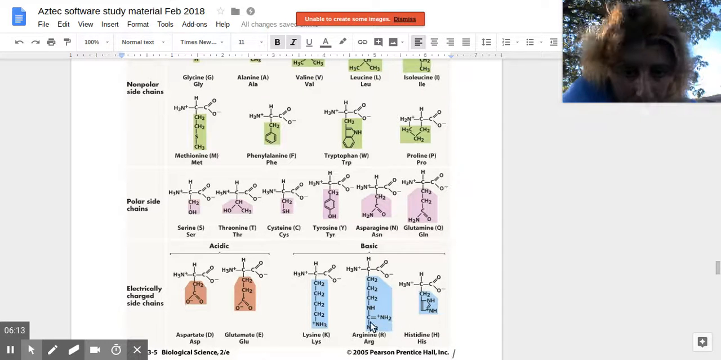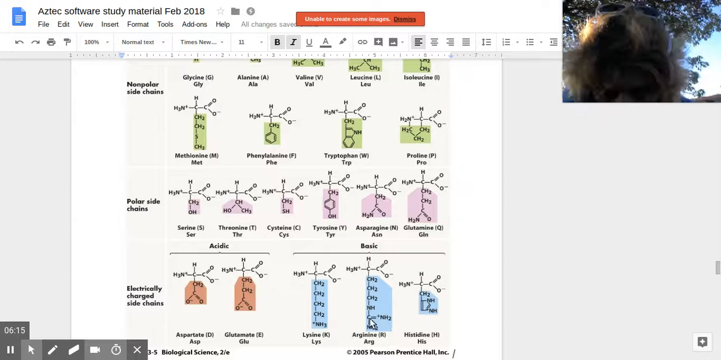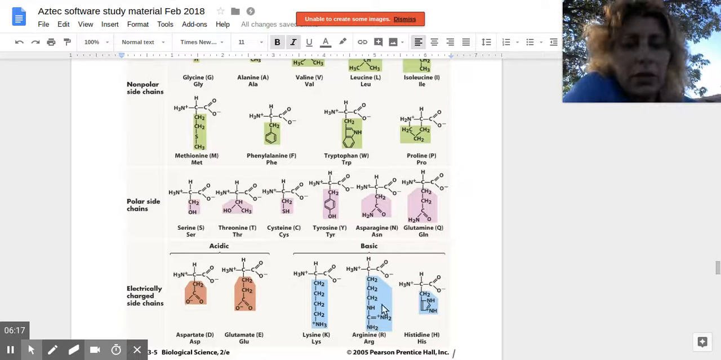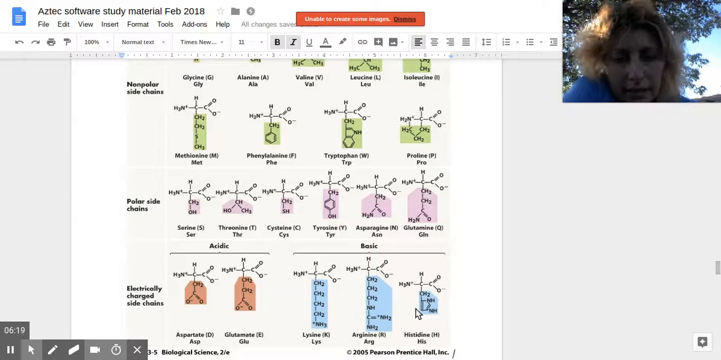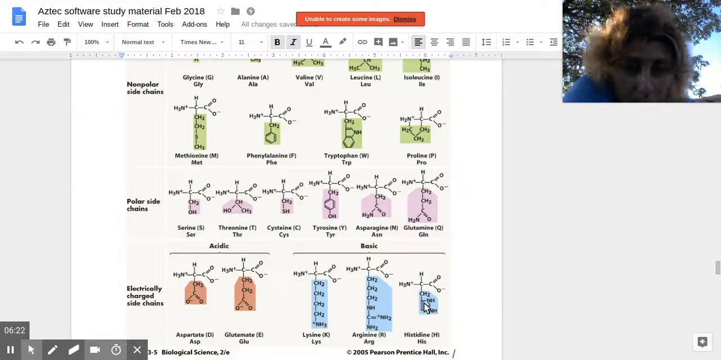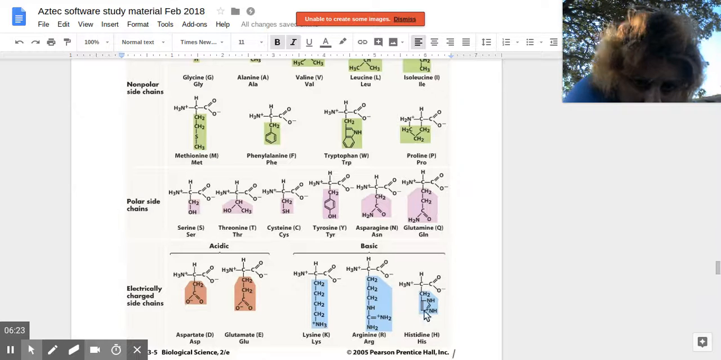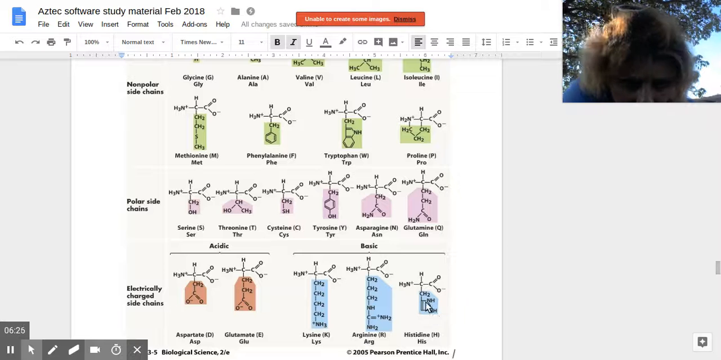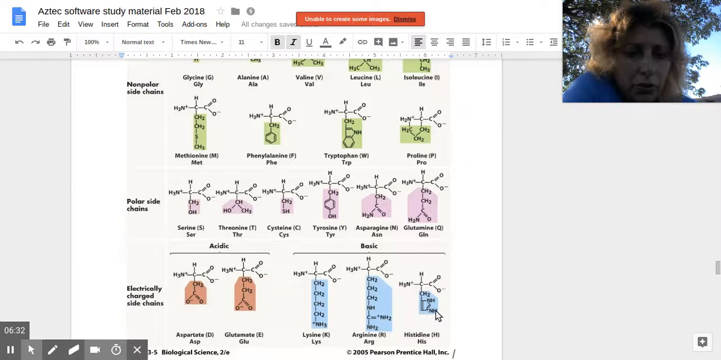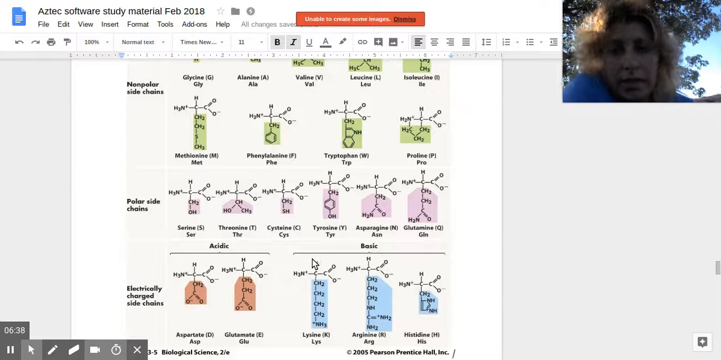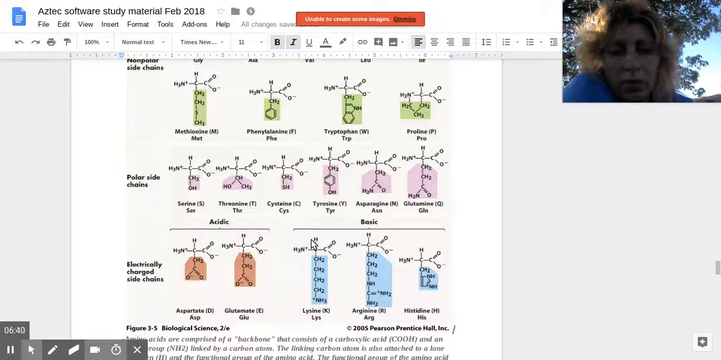One is double bound and one is single bound, NH2. And histidine, CH2 to an NH. It's like a ring, 1, 2, 3, 4, 5 ring, with 2 NH groups and an alternating double bond. So 20 amino acids total.